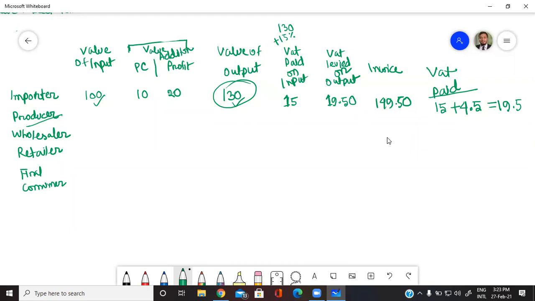Now the producer has got the goods from the importer. The good he has got from the importer has the input value of 149.5 or 130. Which one? 149.5. Why? The 19.5 has no consequence on the producer's input value. It is a kind of VAT he has paid in addition to the input value. So then it will be 130. Obviously, his invoice price was 149.5. So I'll show you later what he will do to collect the VAT he has paid.